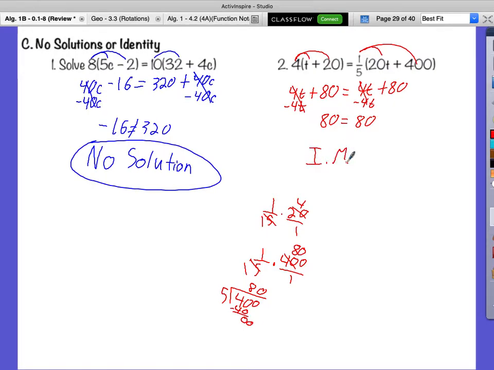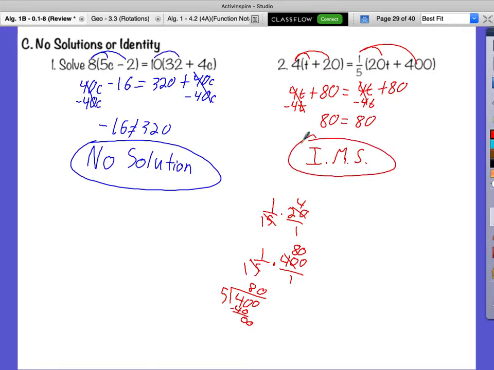So here we have what we call infinitely many solutions. When we get to an equation that's just true all the time, the same number equals itself, we have infinitely many solutions. We're saying no matter what number you plug in, you can think of literally any number, you can plug it in for t, and it works out 100% of the time. With no solution, no matter what number you plug in, it never works out. So when you get down to a false equation, it's no solution. When you get down to a true equation, it's infinitely many solutions.